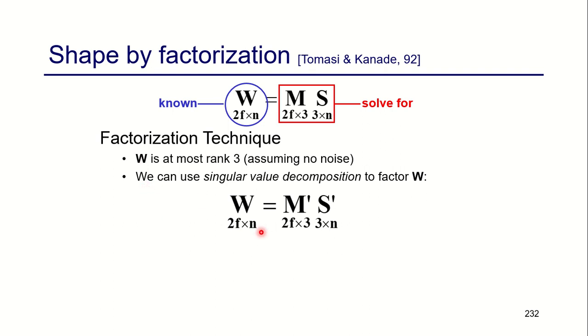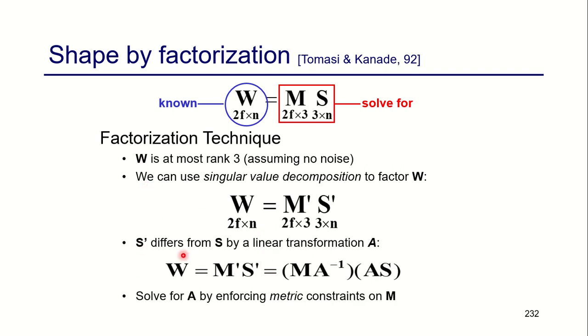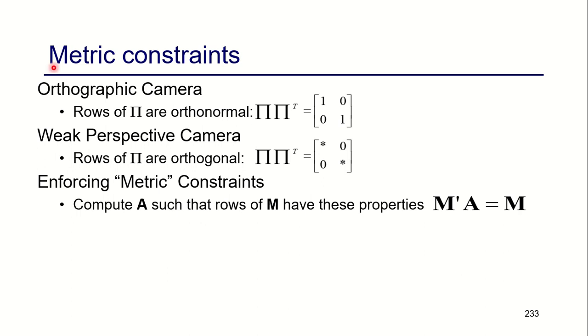So this is how we factorize it and finalize that with your W. So this is your final equation. You have to solve for A by enforcing the metric constraints on B. And the metric constraints for an orthographic camera mean your rows are orthogonal. So pi into pi transpose will be this value, where your diagonals alone are unitary. And a weak perspective camera means this is your orthogonality condition.